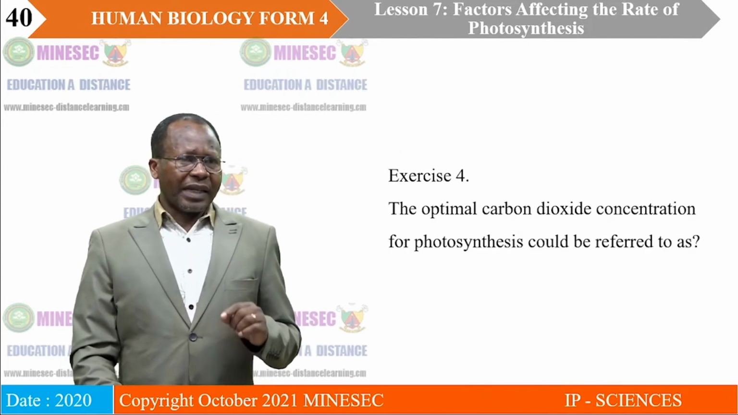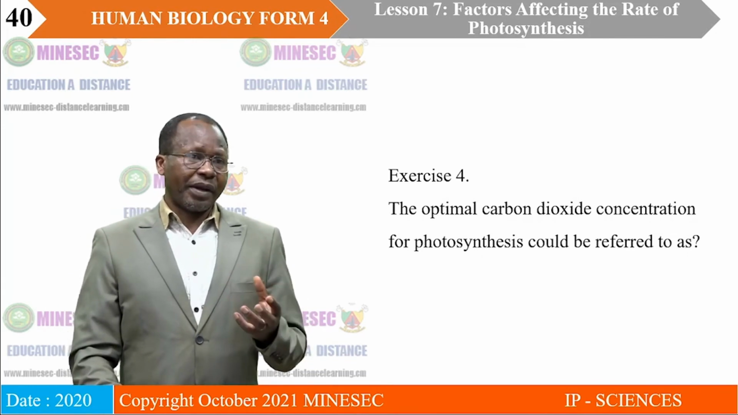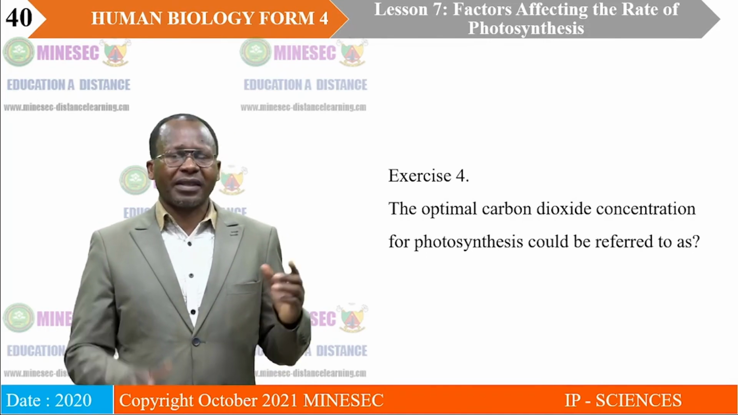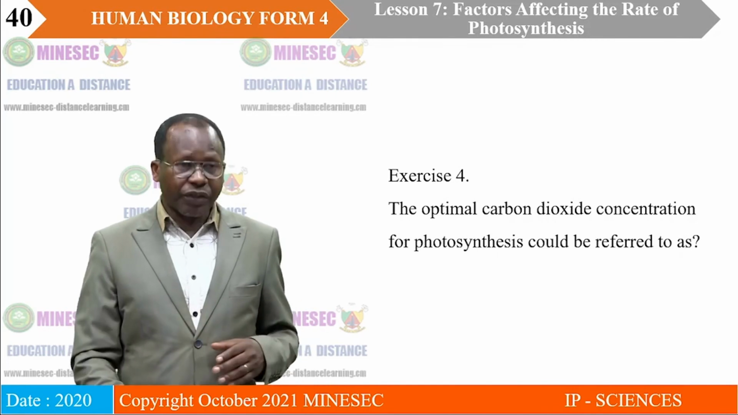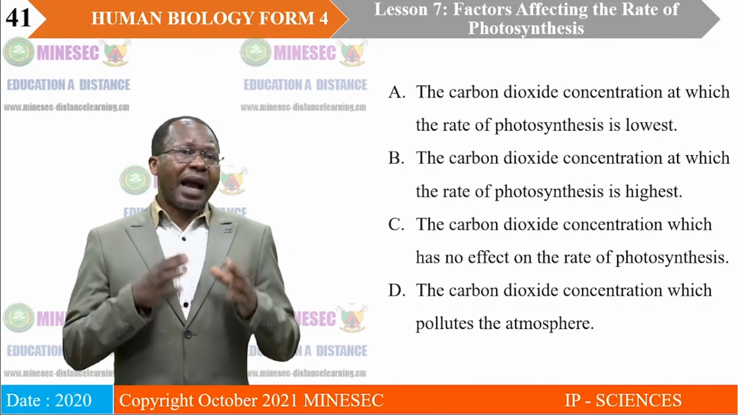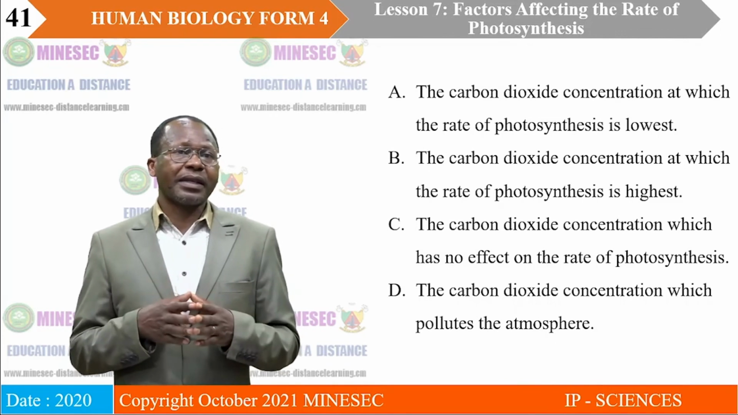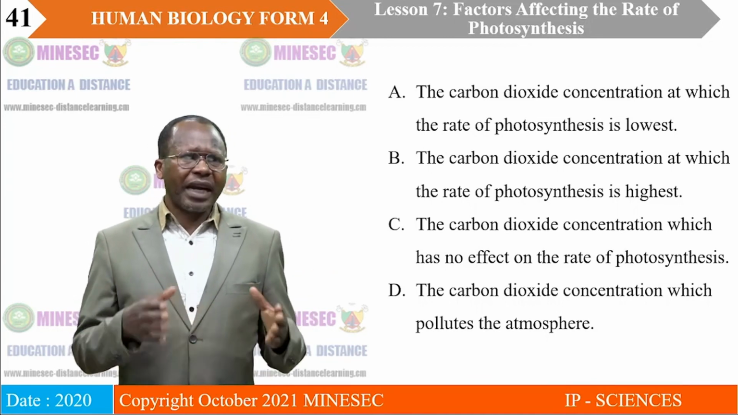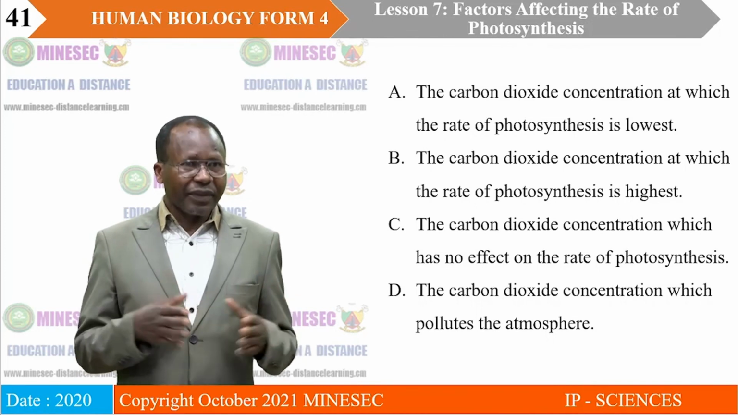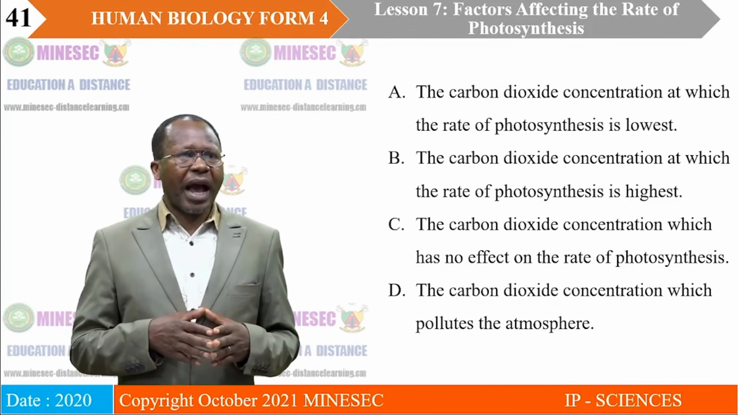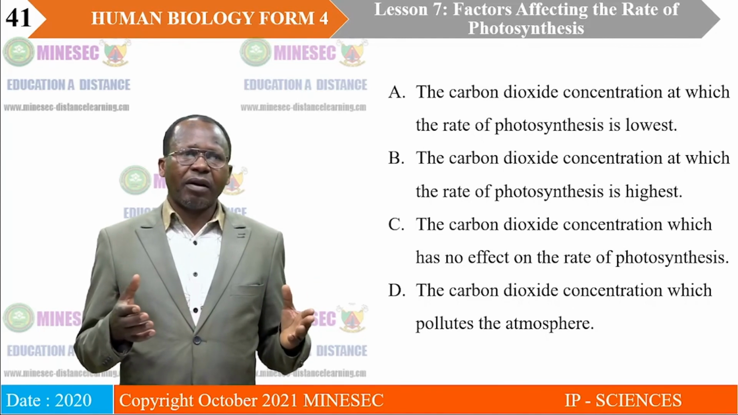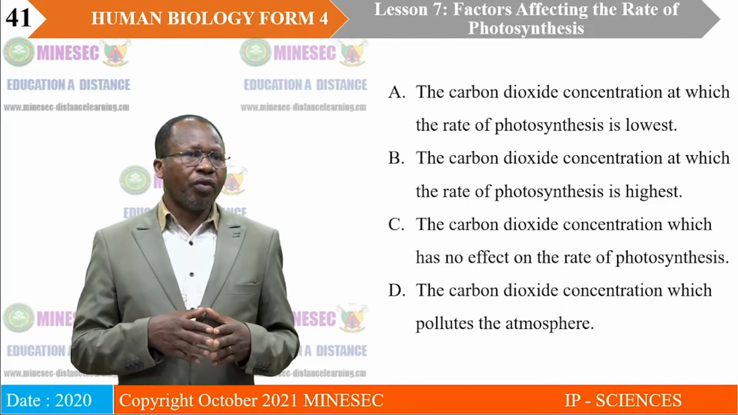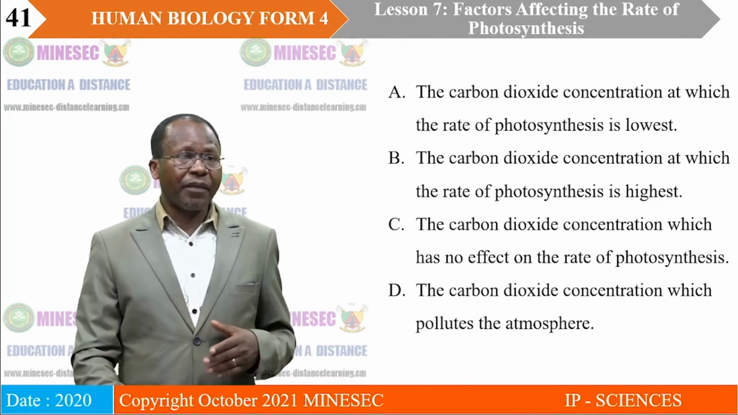This other example exercise gives us a certain harmony. Let's look at it. The optimal carbon dioxide concentration for photosynthesis could be referred to as what? We have this statement. A, the carbon dioxide concentration at which the rate of photosynthesis is lowest. Is that the optimal? B, the carbon dioxide concentration at which the rate of photosynthesis is highest. C, the carbon dioxide concentration which has no effect on the rate of photosynthesis. D, the carbon dioxide concentration which pollutes the atmosphere. Which of them is the most plausible?